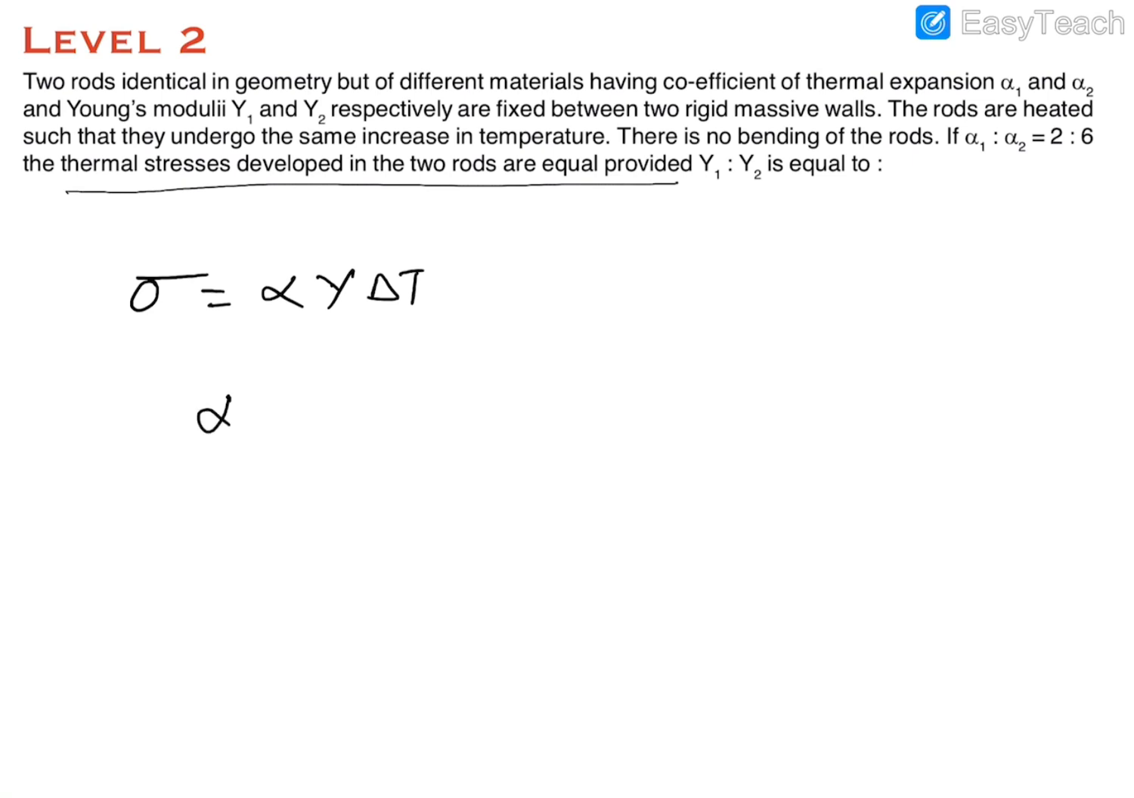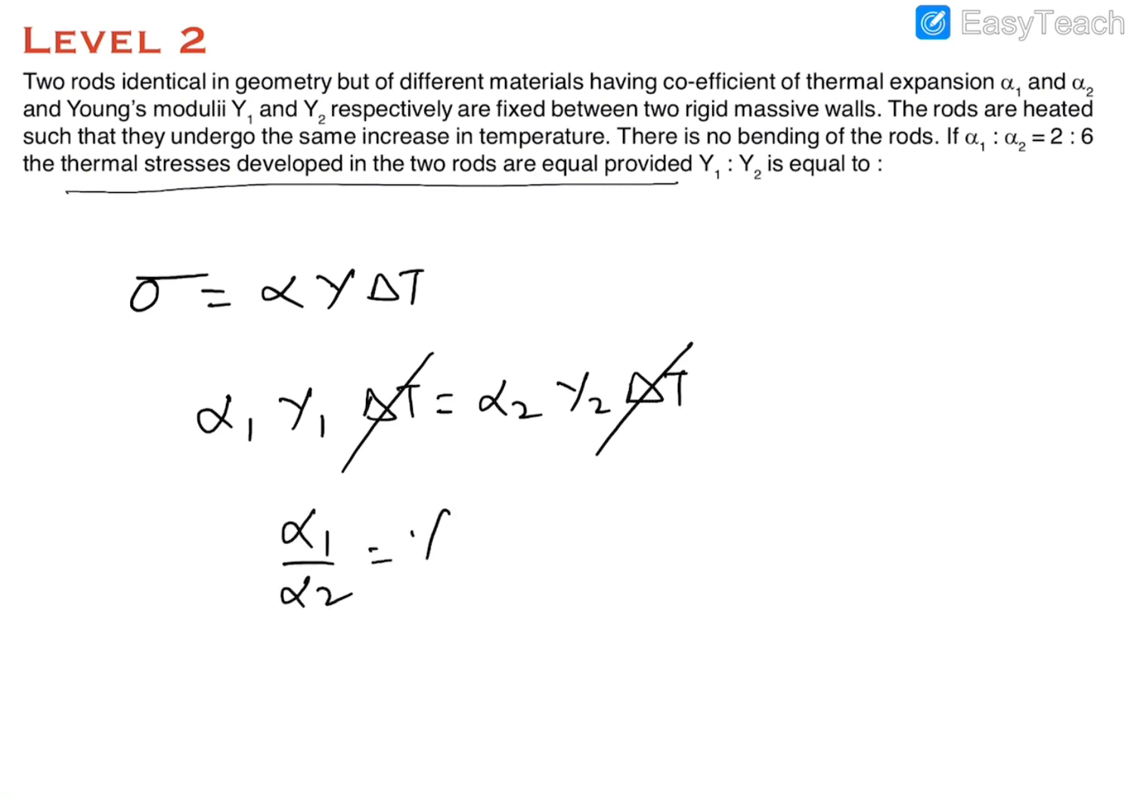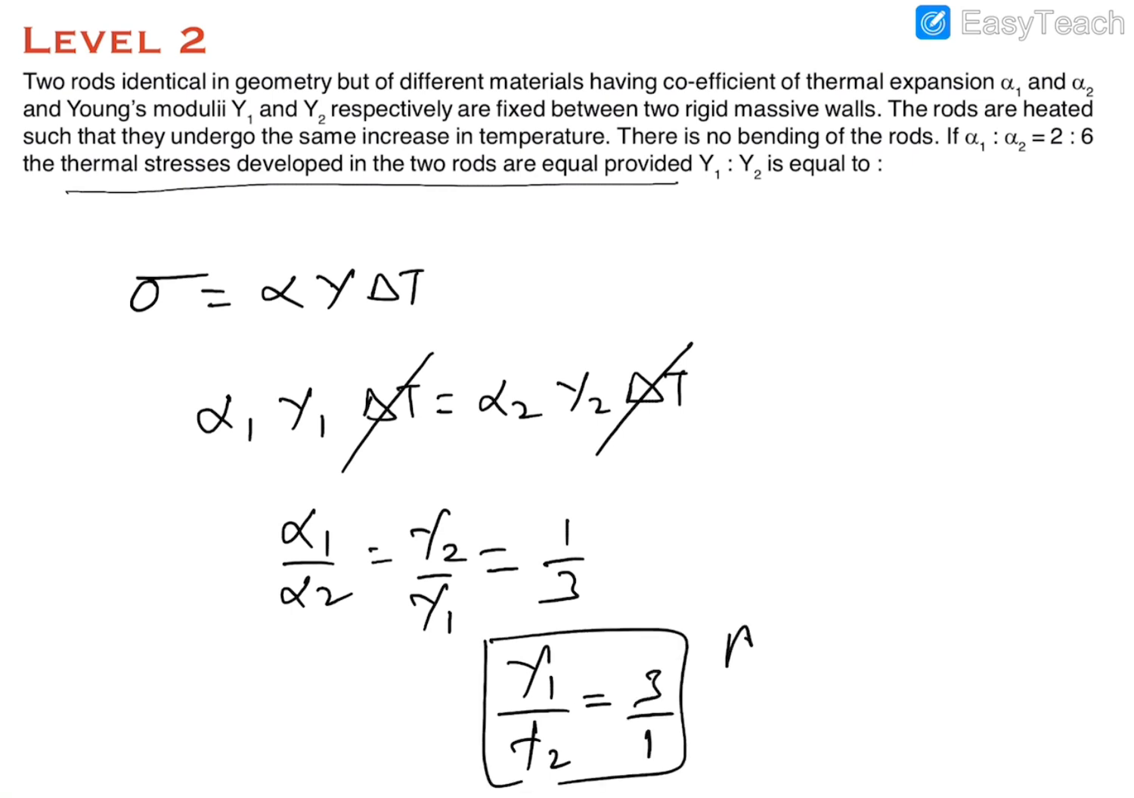Therefore, alpha 1 gamma 1 delta T is equal to alpha 2 gamma 2 delta T. Now if we eliminate delta T, then we can see that alpha 1 by alpha 2 is equal to gamma 2 by gamma 1, and alpha 1 by alpha 2 is given 2:6, which is 1 by 3. So gamma 1 by gamma 2 is equal to 3:1. So this is the required answer. Now let's move on to the next question.